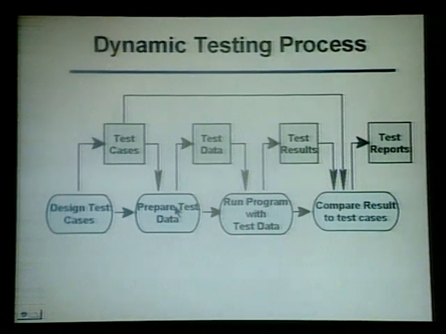Test data is basically only the inputs which will be given to the software to test it. So we get the test data. Once we have the test data, then we run the program with our test data, and of course we check the test, we get the test results. So the results which are obtained from the program are compared with the test cases, and then we prepare a test report which indicates whether our system has some errors or not.